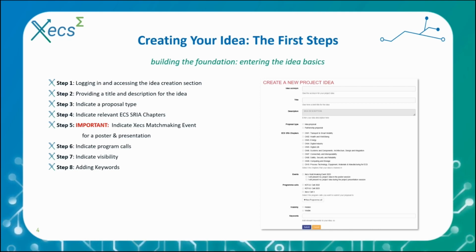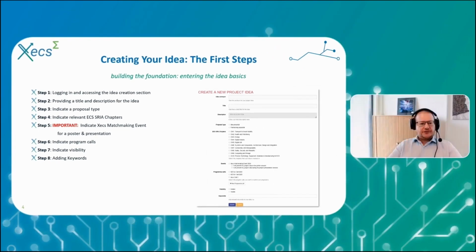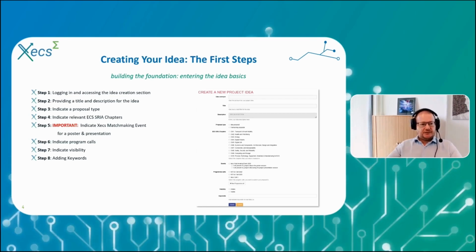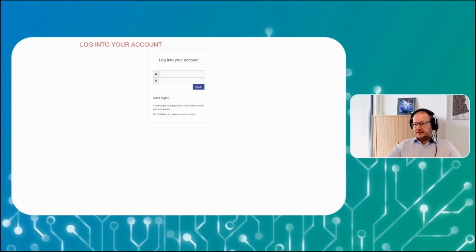If you want to have your idea hidden before entering all the data, you can set it to hidden, and then at a later stage you can set it to visible. If you set it to visible directly, then other people will see your project immediately. And adding keywords allows your idea to be better searchable inside the ECS collaboration tool. Next, I will show you how to enter the first steps inside the project idea.